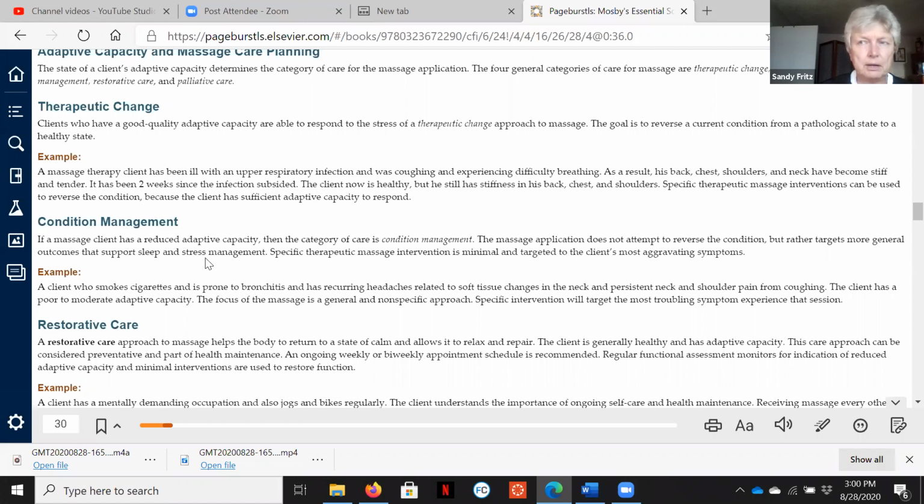Condition management is where there is some situation that is influencing the person's physiology, and they can't do a big reversal on it right now. This could be a chronic condition like an autoimmune condition, or it could be a job that they can't leave right now and it's causing them to accumulate maybe some musculoskeletal strain. But we can still help. We just have to think about the limits in the adaptive capacity and how much we can expect. So what's helpful here is not trying to fix it, but trying to keep things from progressing to a more debilitating type of condition.